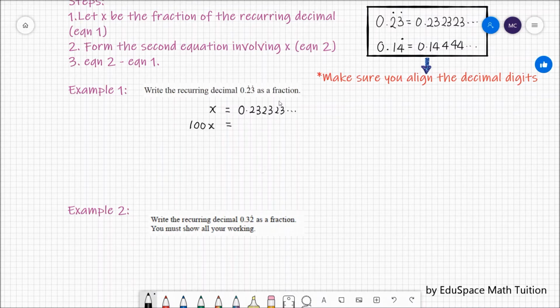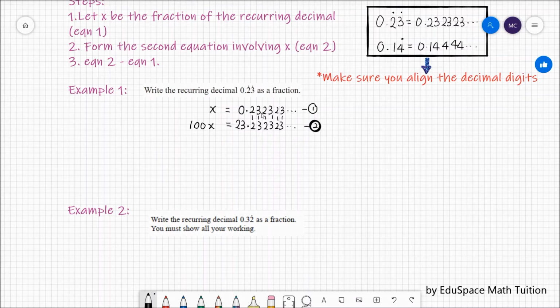So I will be having the decimal place moved 2 units to the right. So therefore I will be getting 23.232323 dot dot dot. So this is actually very important to know. Make sure that you align the decimal digits one by one. So if you look at here in this case, from the decimal point onwards, my 2 and 3, 2 and 3, 2 and 3, they are all aligned properly, because this is going to ease our subtraction later. So this is our equation 1. This will be our equation 2.